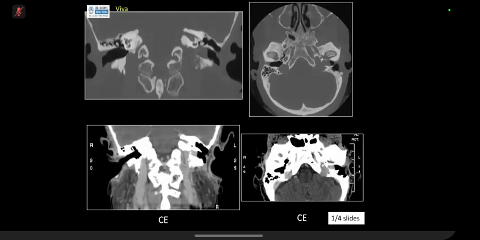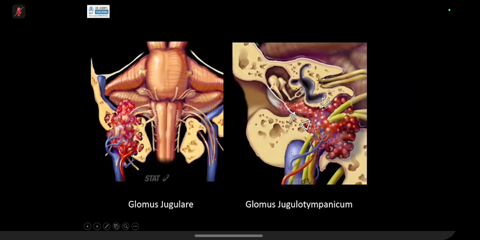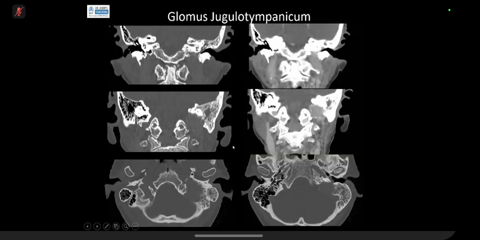So here, if you see this case, it tells you that there is a soft tissue tumor which is extending into the middle ear cavity, non-specific. When you give contrast, you can see everything is enhancing. So these are extremely enhancing tumors. These pictures tell you everything. This is around the jugular foramen and it has gone into the middle ear cavity, glomus jugulotympanicum. This one is completely filling up the middle ear cavity. So this is glomus tympanicum. This is one which is sitting here. And so another picture showing you the similar thing.